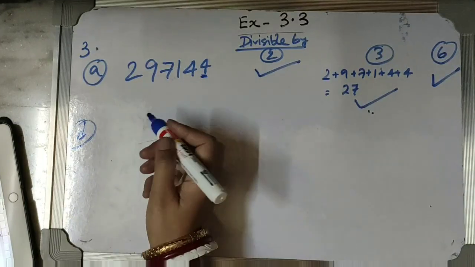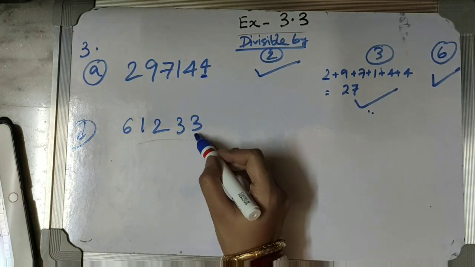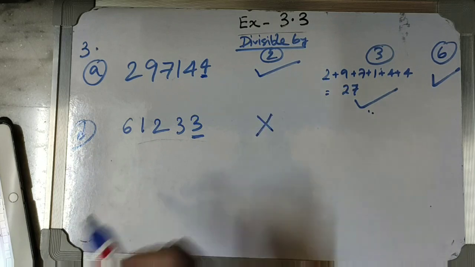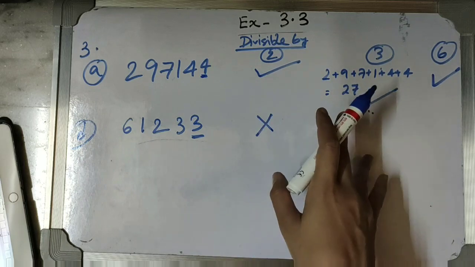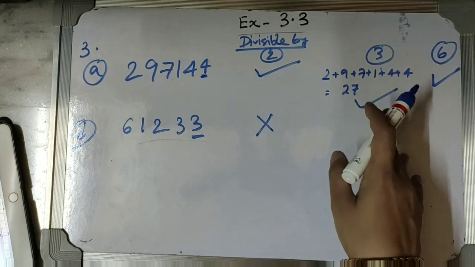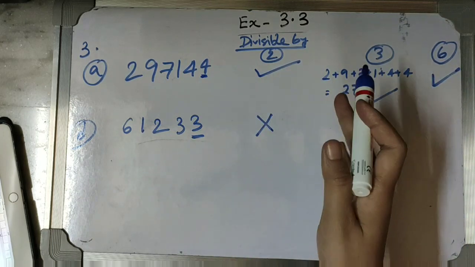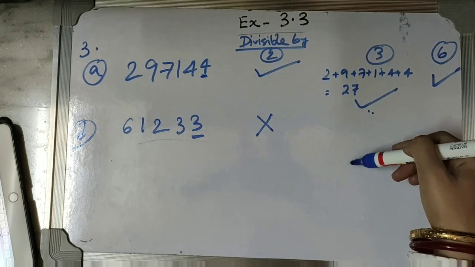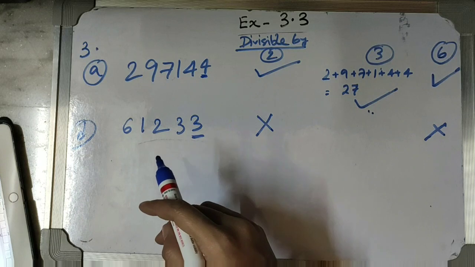I will do question number D now: 6, 1, 2, 3, 3. Here it is 3, meaning an odd number. So this number is not divisible by 2. As this number is not divisible by 2, we will not even check the divisibility by 3, because for being divisible by 6, the number must be divisible by 2 and 3 both. So we will only put a cross sign under 6 because this number is not divisible by 6.